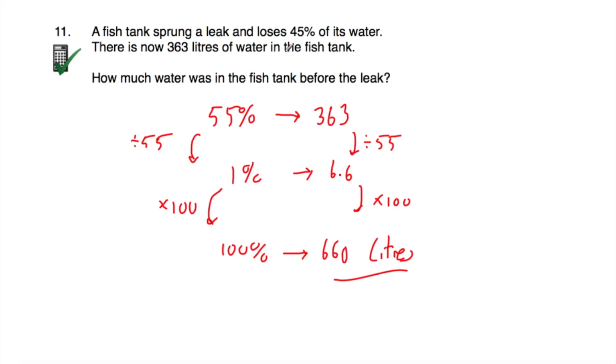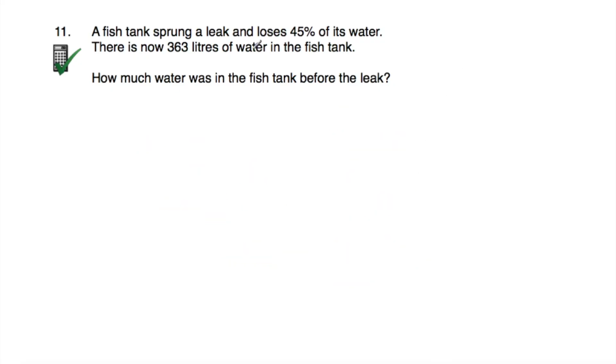And that's it. So just to recap, we were told in the question that the fish tank loses 45% of the water. That means there's 55% left, and that's equal to 363 litres. And then we found 1% and then found 100%. And that's it. Okay, so that's one approach.